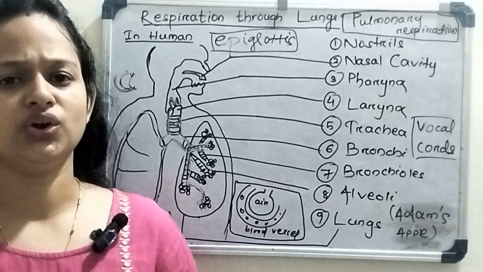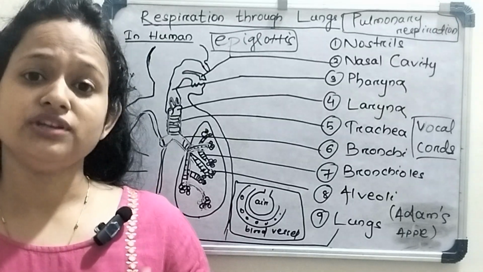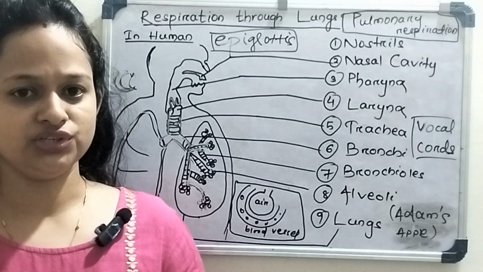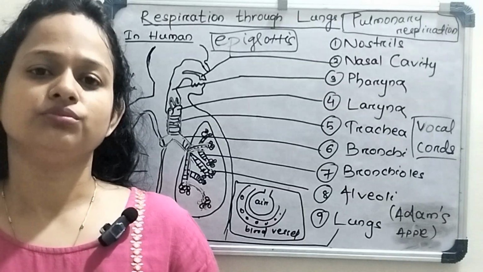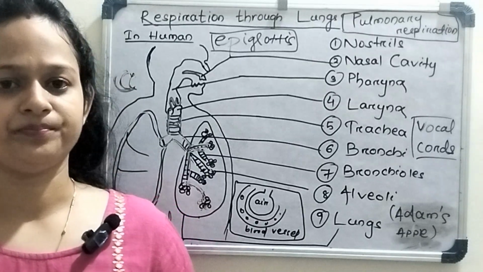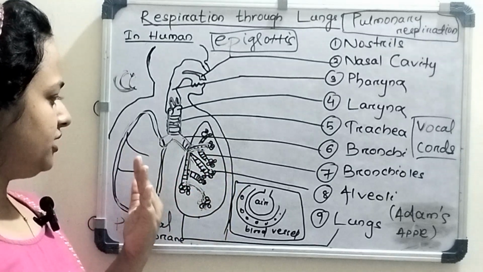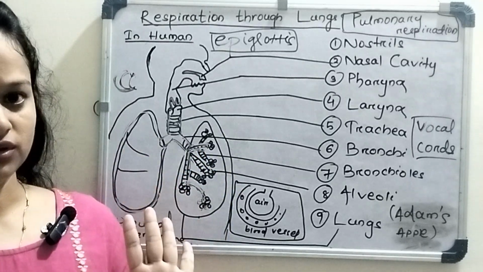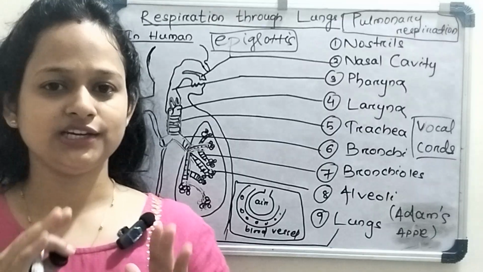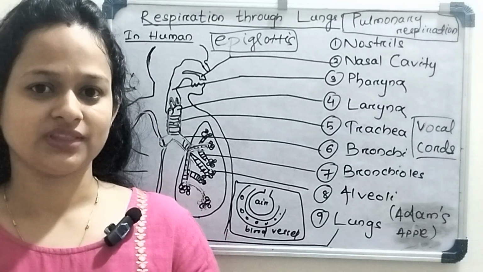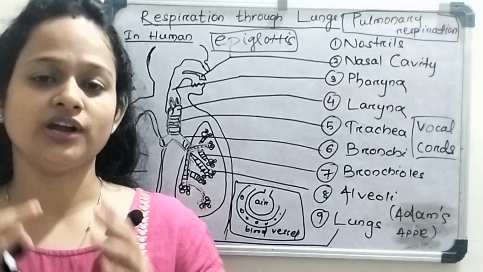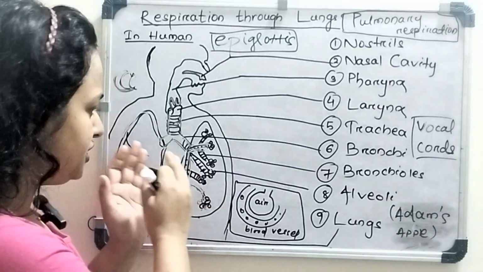And the lungs contain 7 million alveoli which help in the process of gaseous exchange. And if we compare the left lung and the right lung, the left lung is slightly smaller than the right lung to accommodate the heart in between them.